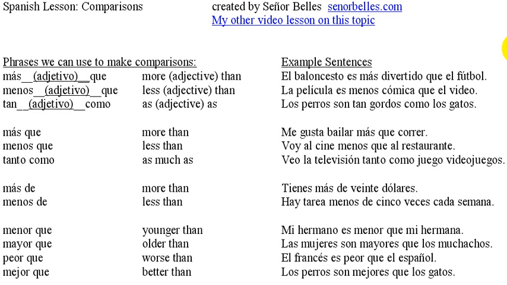Hola amigos, buenos días. En este video vamos a aprender cómo hacer comparaciones en español. So we're going to look at how we can make some comparisons in Spanish.